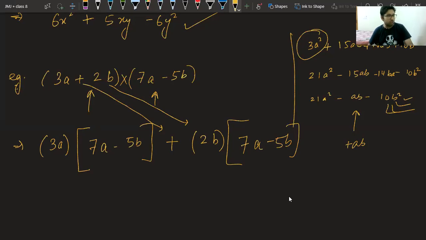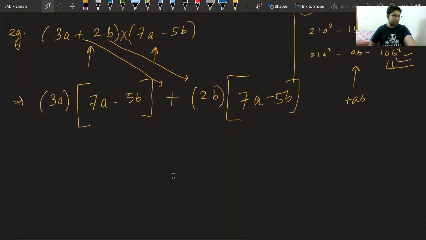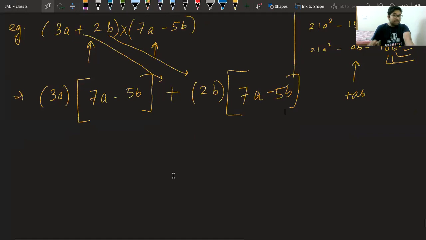So is this chapter similar to linear equations? Yes, somewhat similar, but not completely. This is like a base for that chapter.